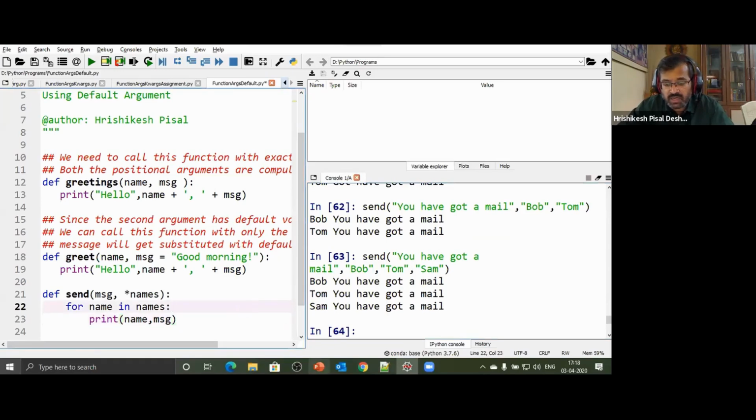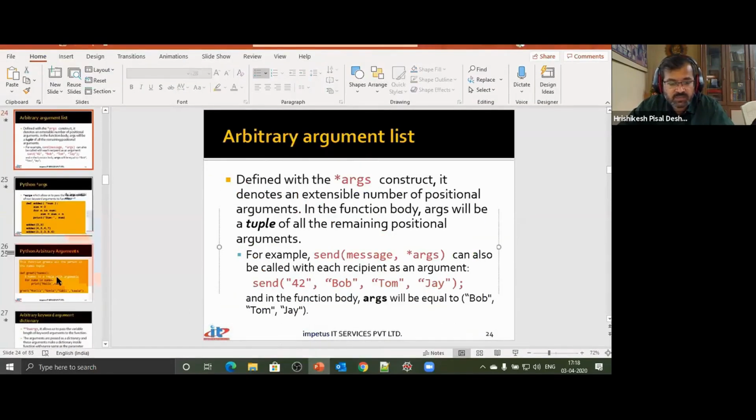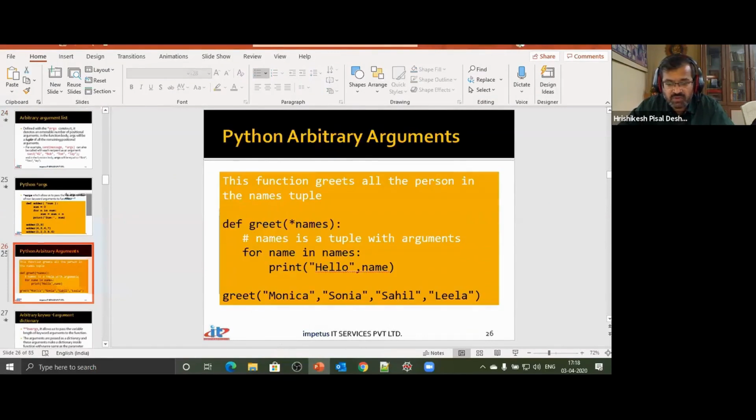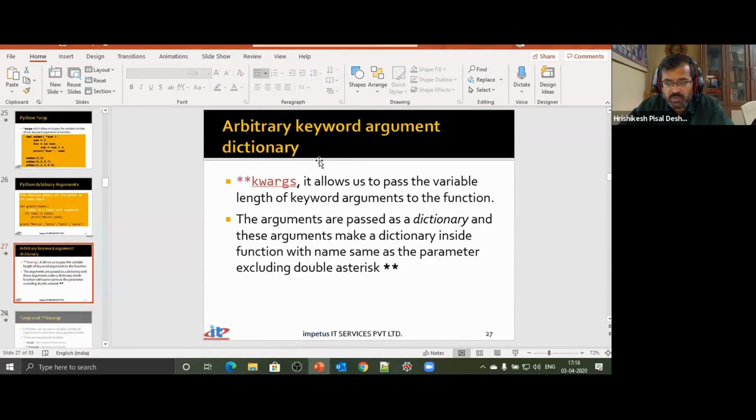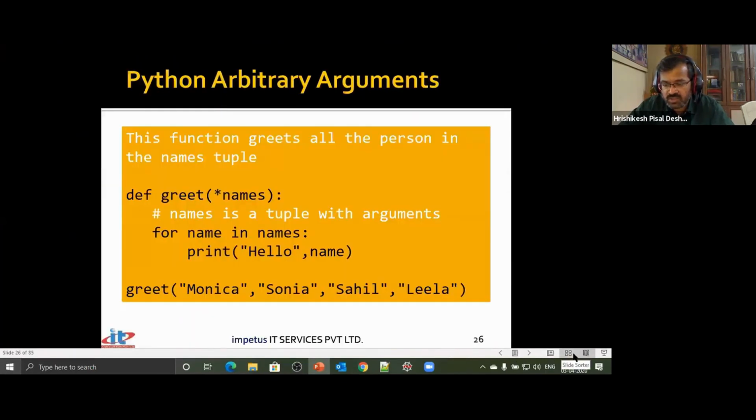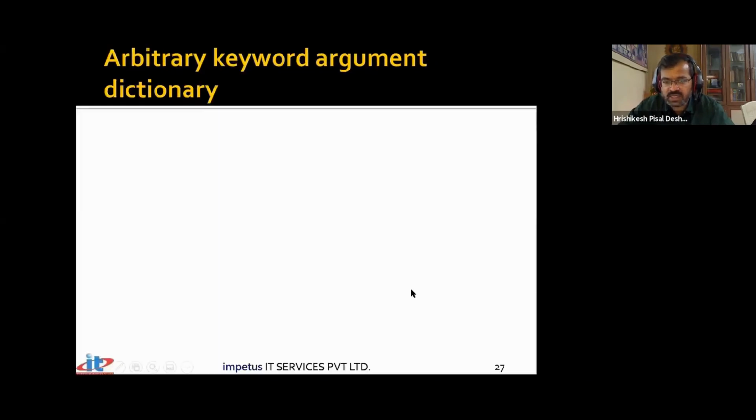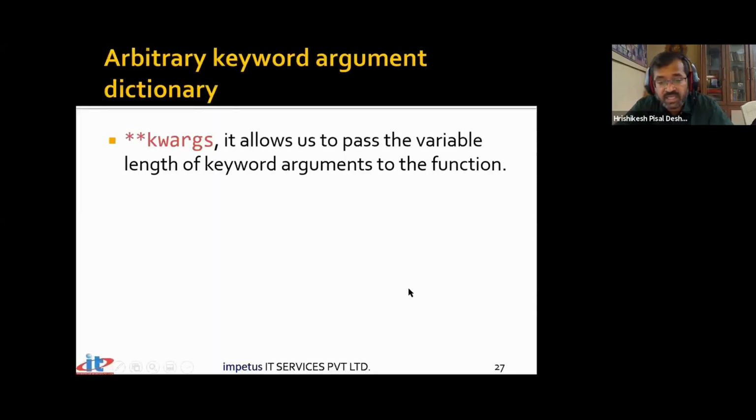Now we are going to look at another aspect. And what is this new second aspect? What we are going to look at is arbitrary keyword argument, that is a dictionary. What is this? Let's have a look at this particular concept. Arbitrary keyword argument, what exactly does it mean? Star star kwargs. KW is keyword, ARGS is argument, so it means keyword arguments. It allows us to pass variable length of keyword arguments.